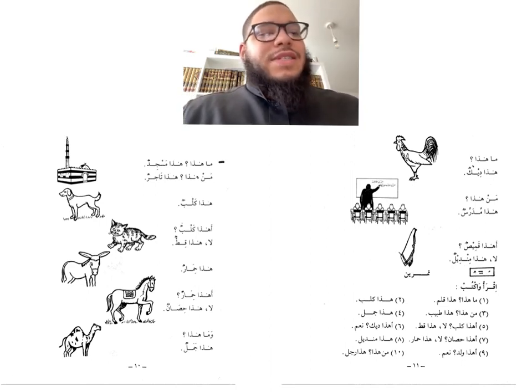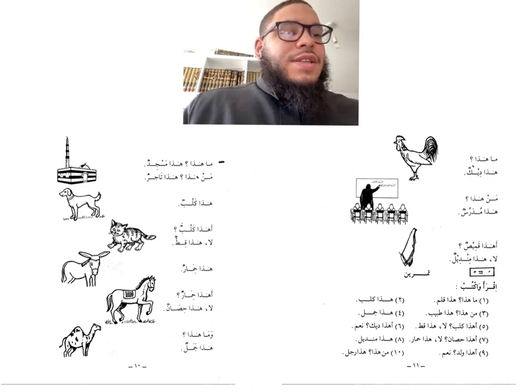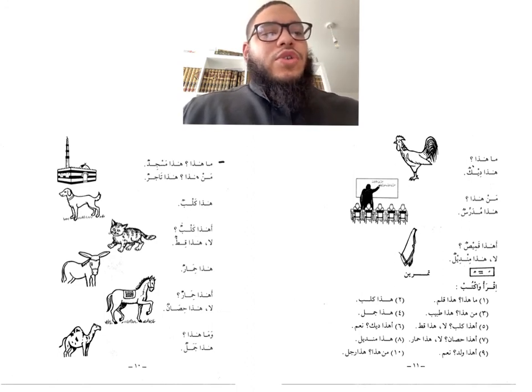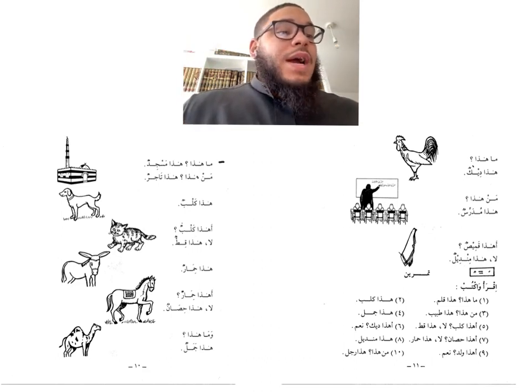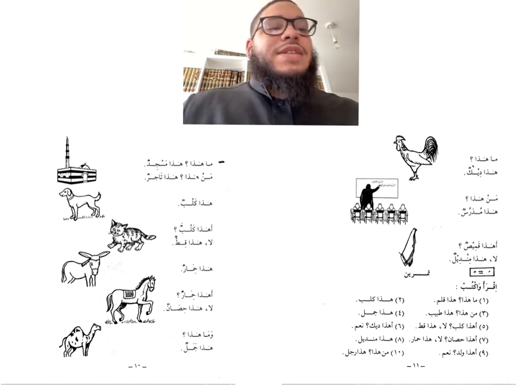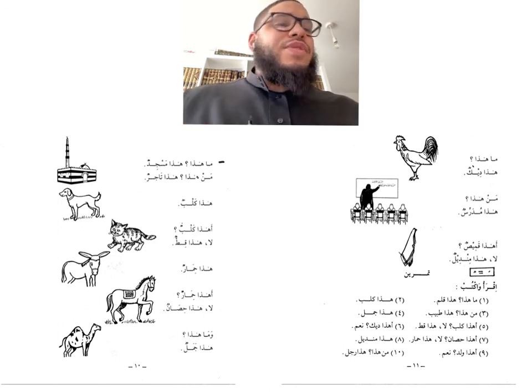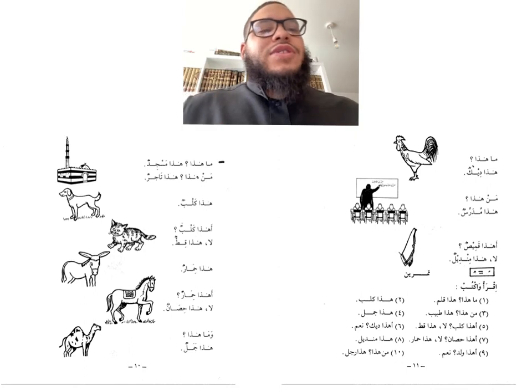Then we have the last part of this lesson, which is read and write. Iqra waktub. So again, you have 10 sentences here to read and write. Put the correct vowel sounds there so you know exactly how to say it. Use the vocab book to help you with this, or listen back to the lesson and how I've mentioned these words, inshallah ta'ala. This will help improve your reading and writing so you can eventually be able to read and write without seeing any vowel sounds.